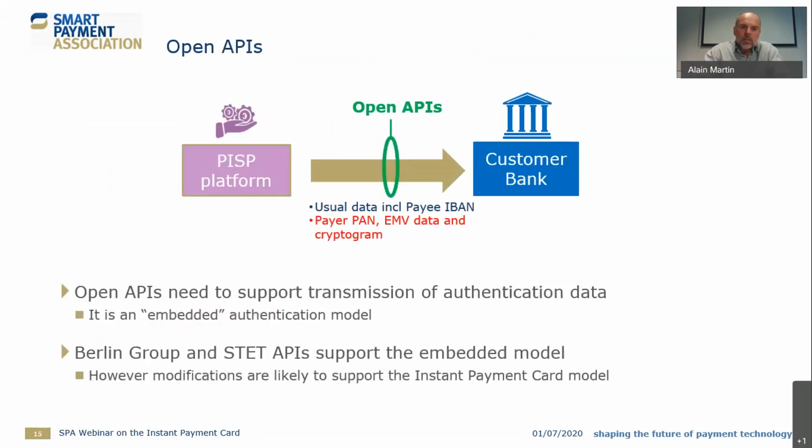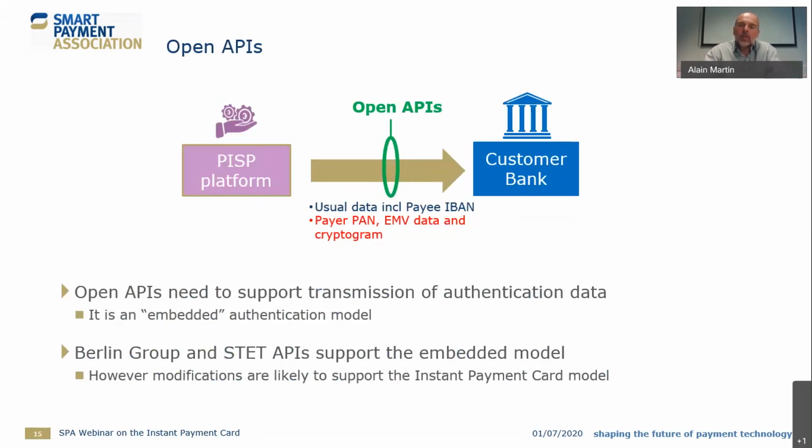As I said, this solution, as we propose it, makes use of the open APIs. There is an impact on the open APIs because, as we saw, the PISP sends to the bank authentication data, to put it that way. So there is the payer PAN, there is EMV data, there is an EMV crypto. And at this stage, the existing API standards do not describe this information. And so there will be an impact. Now, it will depend on which API standard we're looking at.